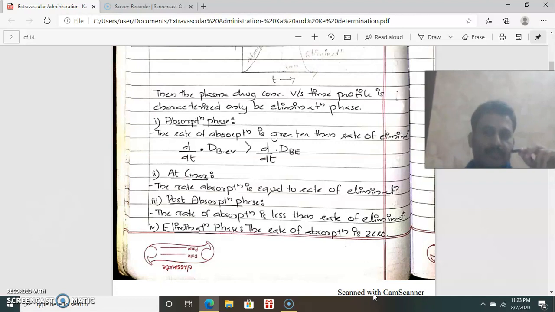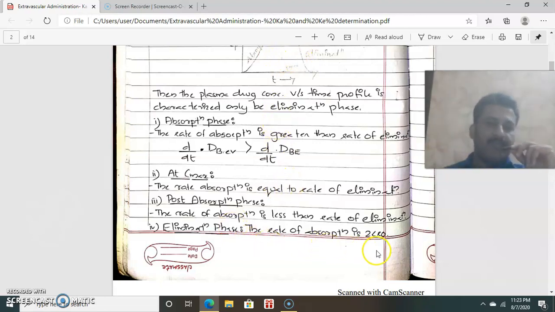So we are comparing with two parameters, rate of absorption and rate of elimination. So the rate of absorption is less than the rate of elimination, means d/dt (dB_EV) is less than, it should be less than the reverse direction, okay, less than d/dt (dB_E). Then the last one is the elimination phase.